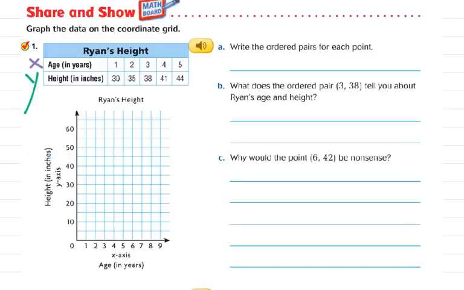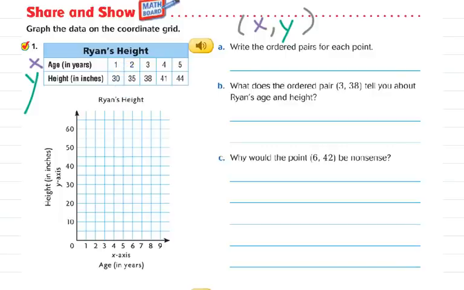So our ordered pairs, boys and girls, are always going to be given in the order of x, comma, y. Or in our case, we're going to be doing it for the age, comma, and the height in this first one. So step one, it says write the ordered pairs for each point. So the age is going to be the x coordinates, and the height is going to be the y coordinates. So our first ordered pair would be x coordinate is 1, y coordinate is 30.